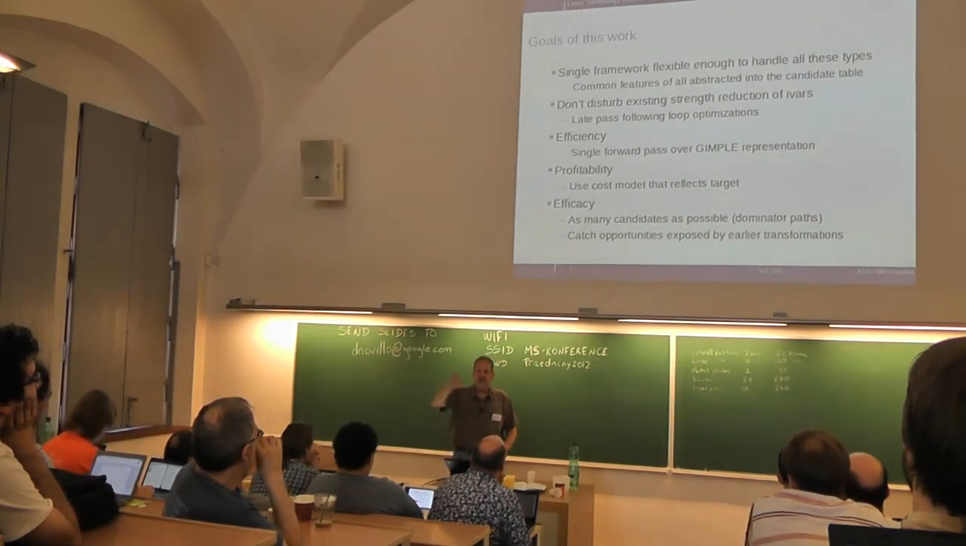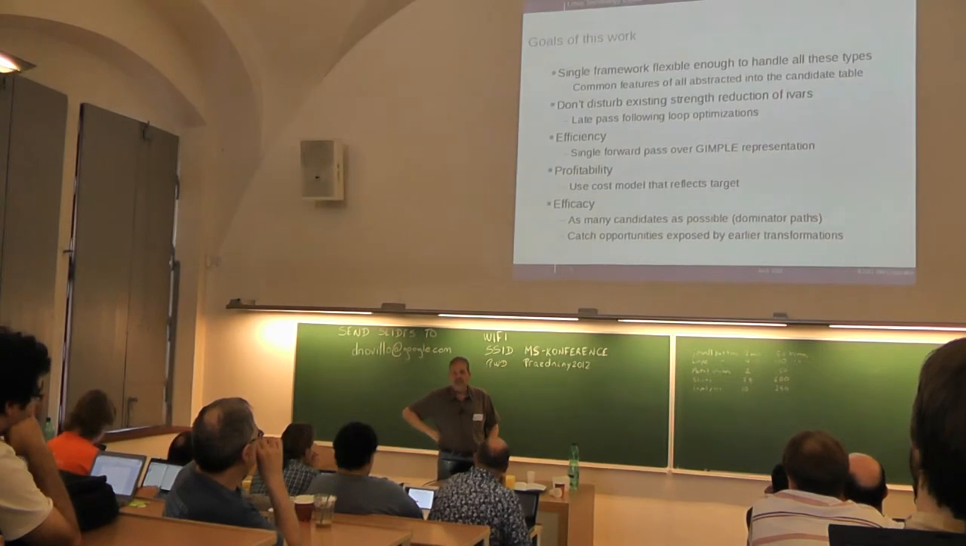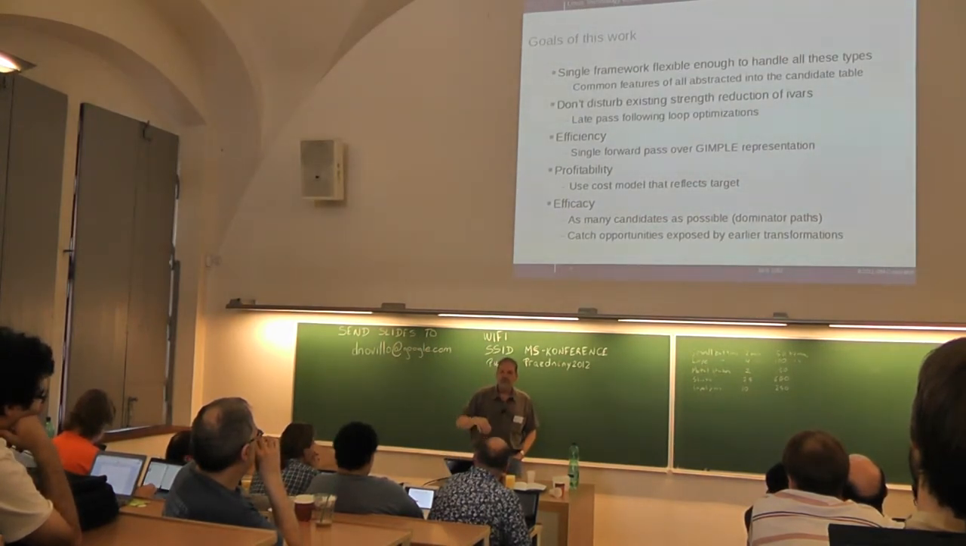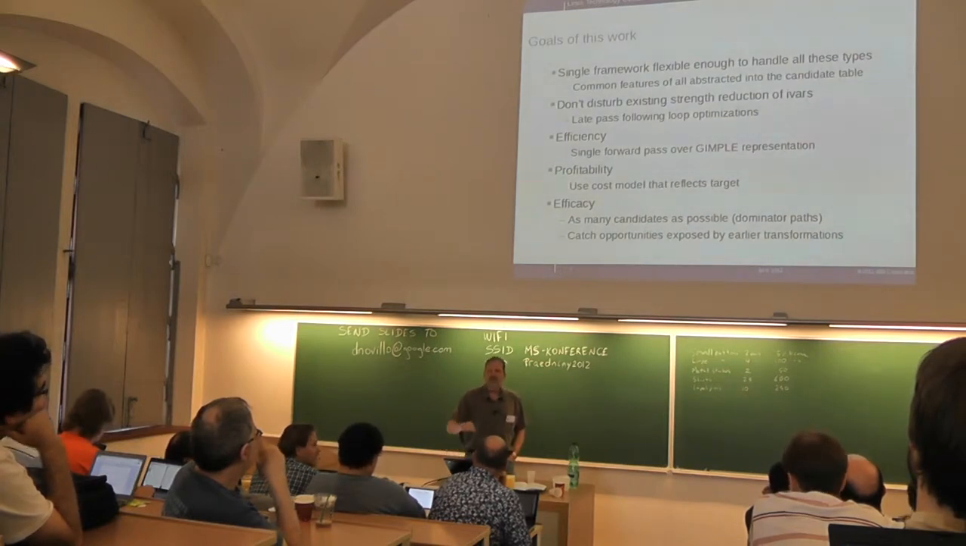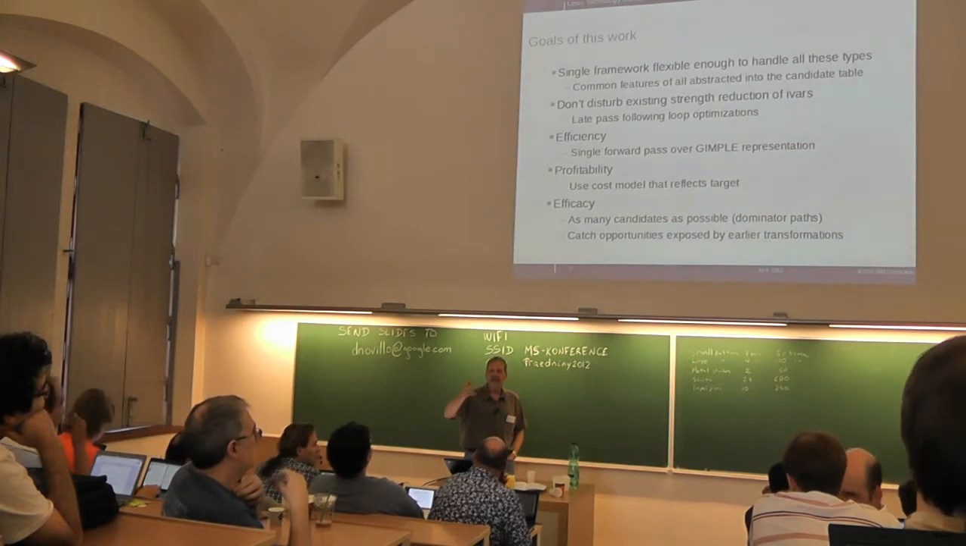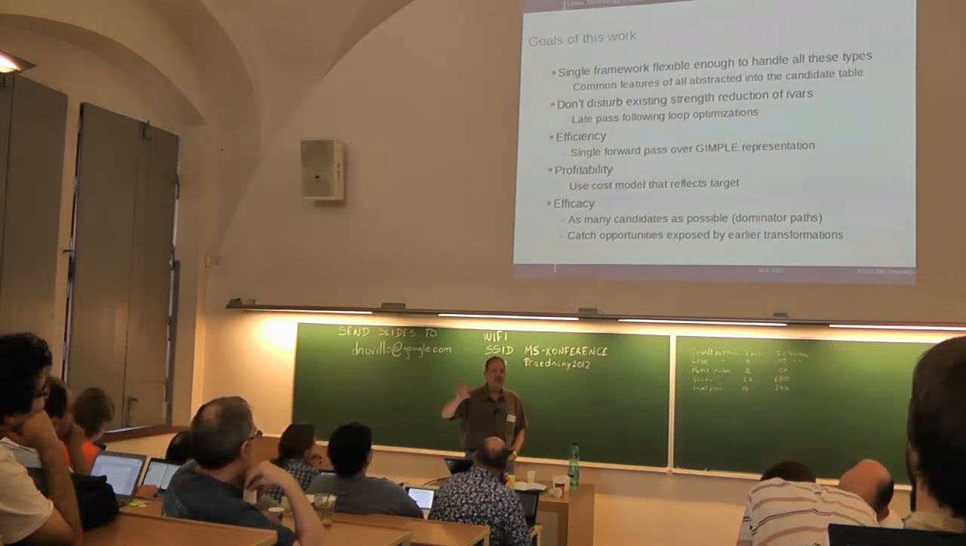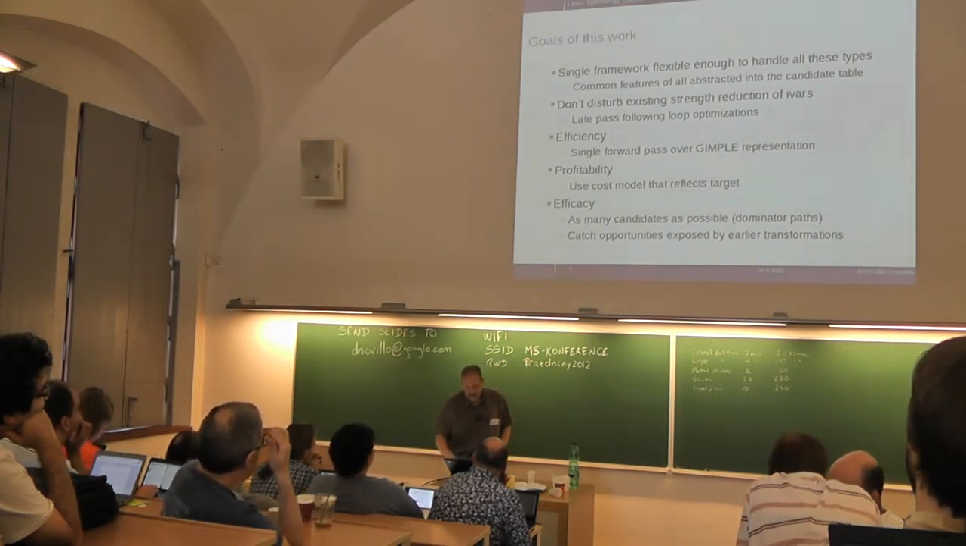To do that, we're going to look not just in a single basic block for these opportunities, but we're going to look across the program through what are known as dominator paths. Most of you, I'm sure, know what dominance is, but for those who don't, we'll have a brief discussion later. And as part of that, we want to make sure that when we replace something with an add, if that produces more opportunities for strength reduction, we'll continue to catch those as well.